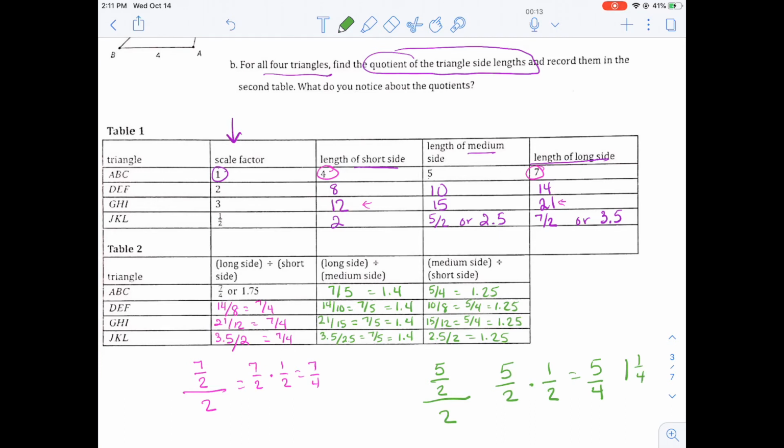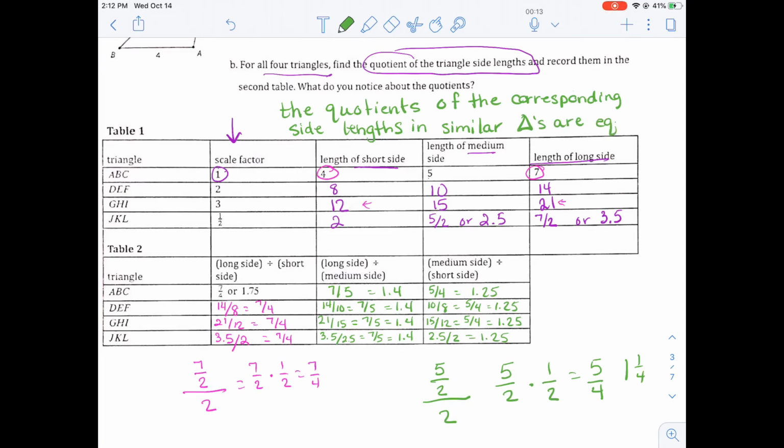Same thing. So we notice that all the quotients are the same, and the reason is because the quotients didn't change when we're comparing the same sides, the ratios. So when we go back up here and answer, the quotients of the corresponding side lengths in similar triangles are equal. So this is a way to prove similarity.